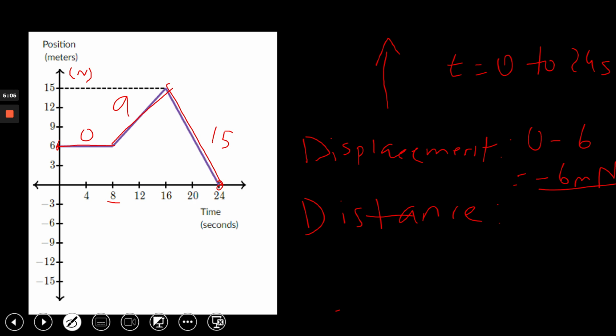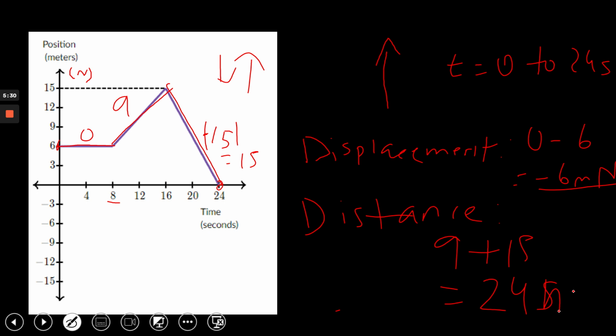There's no direction again, so it doesn't matter if it's going up or down. In reality, it went 15 meters south from 16 to 24, but because we're talking about distance and it doesn't have a direction, we always use the magnitude. So even if that was negative 15, we use the magnitude of that, which is still 15. So the total distance here is 9 plus 15, which is 24 meters. Sorry, pardon my handwriting. All right, so 24 meters is the distance in that example.